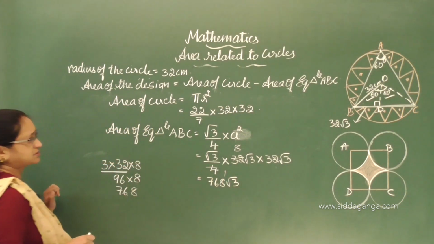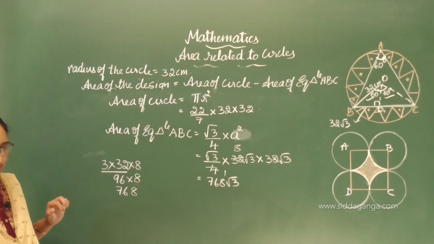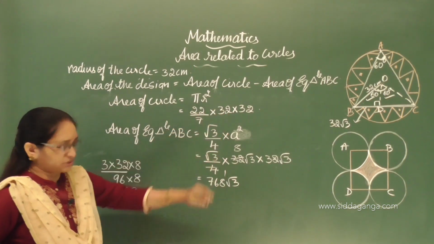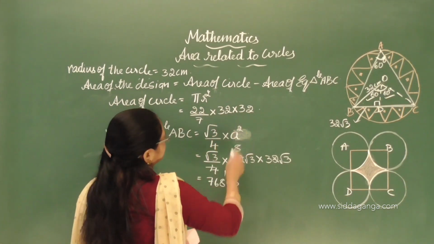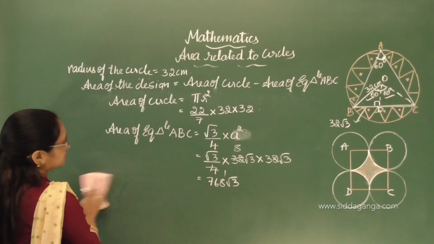So when you simplify this, try to simplify this also. 32 into 32. 32 square is how much? You all know. 32 square is 1024. Okay, you all know that.